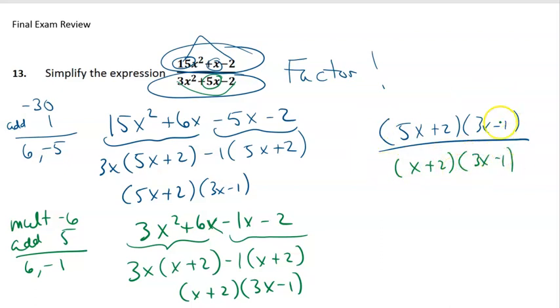Now, because this is a product, I can cancel that entire 3x minus 1 with that one. And my final result is 5x plus 2 over x plus 2. Now, I bet you can cancel those 2's, can't you?